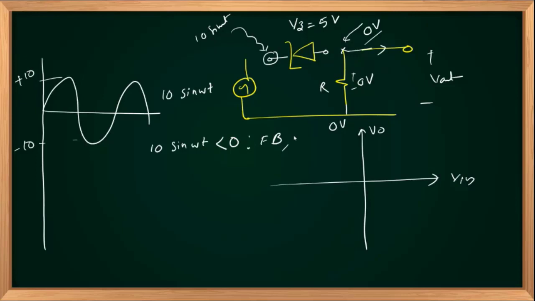Right? So when this is acting as a short circuit, V out and V in are the same. V out is equal to V in. So in your output curve, if V in is less than 0, that is the case here. The diode is forward biased, acting as a short circuit, and V out is the same as V in.